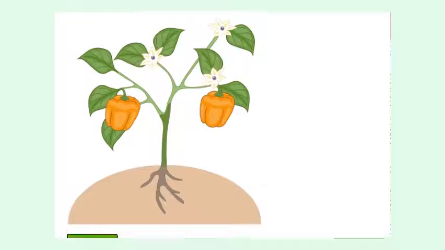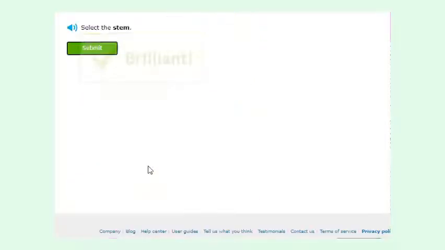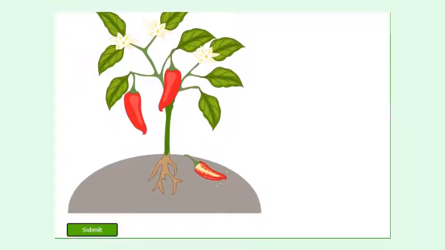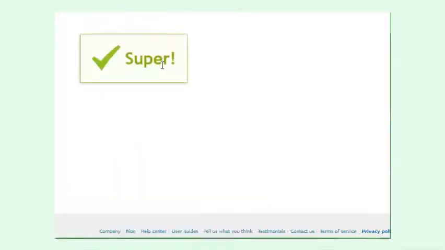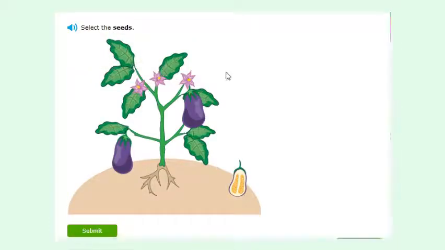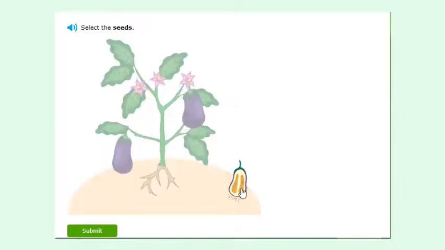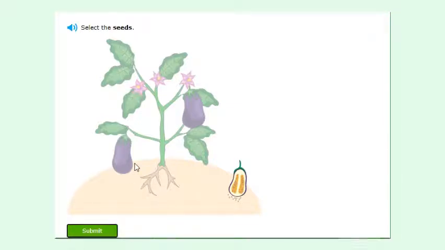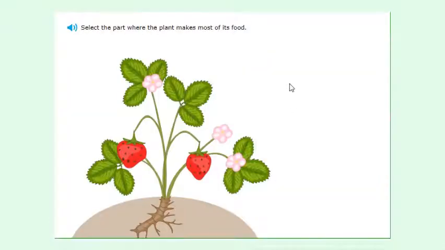Where is the fruit of the pepper plant? Here are the fruits. They help the plant to make seeds. Where is the stem? The stem is the line that supports the plant and holds leaves, fruits, and flowers. Flowers make seeds, then flowers turn into fruits. Here are the seeds, they are inside the fruit. Once they are in the soil and with the good conditions, they will grow into new plants.